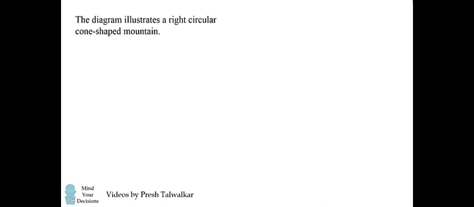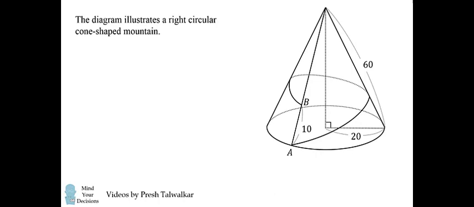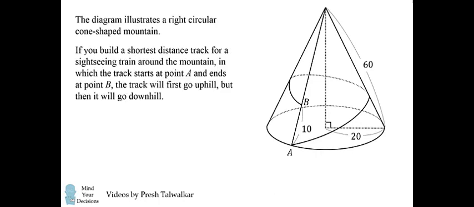The diagram illustrates a right circular cone-shaped mountain. If you build a shortest distance track for a sightseeing train around the mountain, in which the track starts at point A and ends at point B, the track will first go uphill, but then it will go downhill. What is the length of the downhill track?